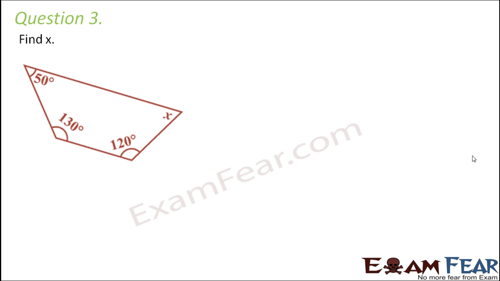Question number 3. Find x. Now here, what is this polygon? Which type of polygon? It has 4 sides. 1, 2, 3, 4. So this is a quadrilateral. And what do we know? This x is one of the interior angles of the quadrilateral. Now we know that the sum of interior angles of a quadrilateral is equal to 360 degrees. Basically the formula is (n minus 2) into 180 degrees, but here n would be 4. So therefore we would get the sum of the interior angles as 360 degrees.